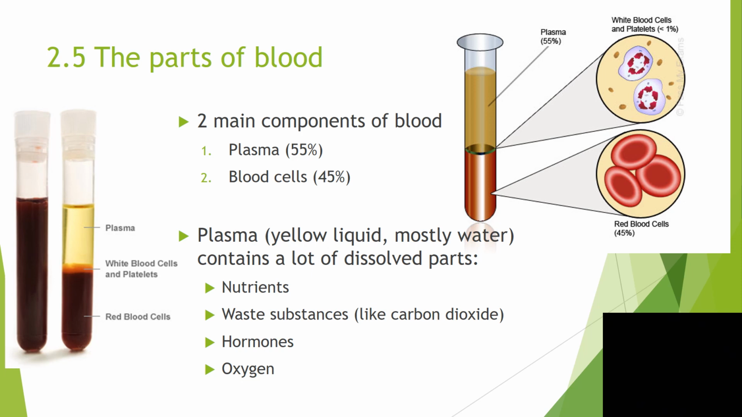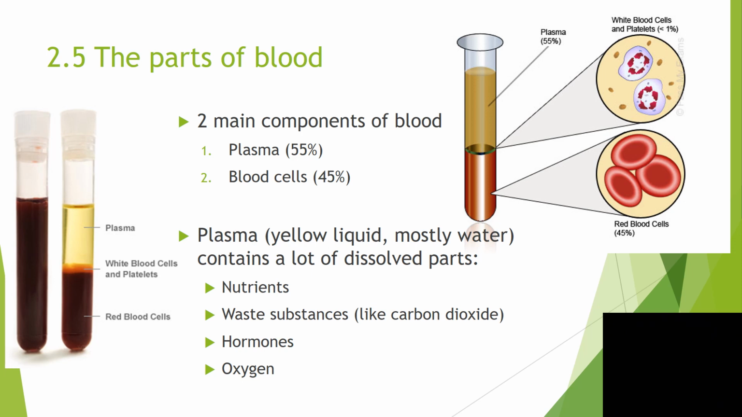And then in the middle area, the orange area, you can see the white blood cells and the platelets, which are small amounts, and they are a little bit lighter than the red blood cells, which is why they're there. And then plasma is the lightest part, and it is a bright kind of yellowish liquid.